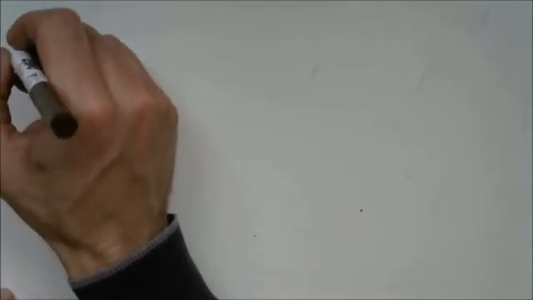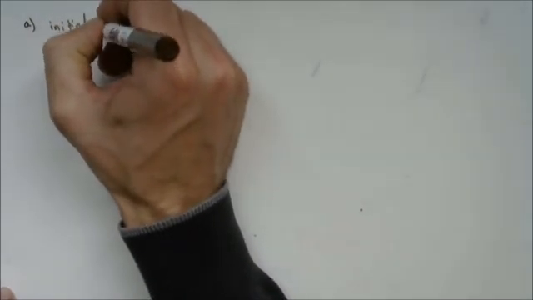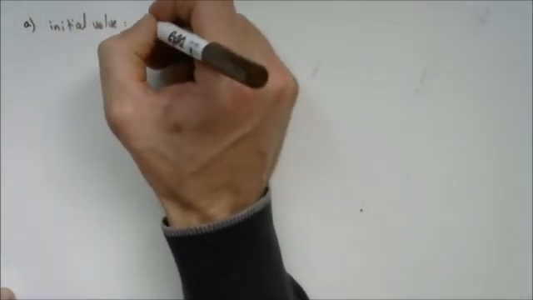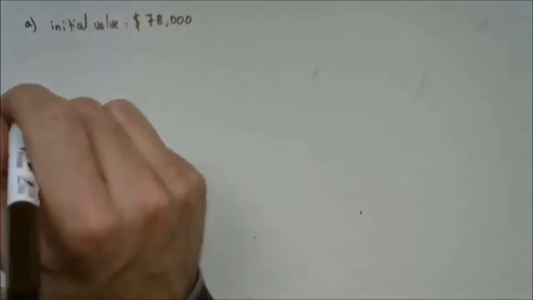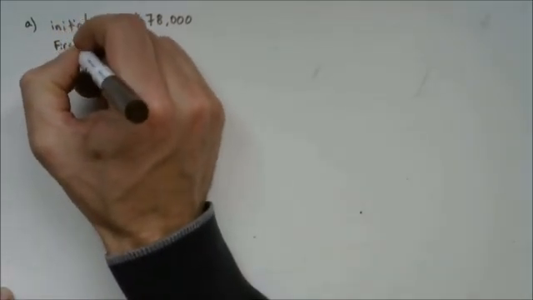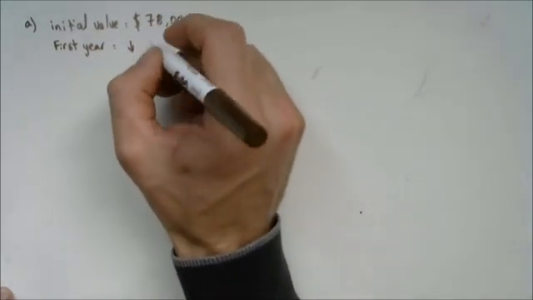Here we go. Determine the value of the car at the end of the first year, at the end of the second year, and the end of the third year. Then write these values as a sequence. So we're not getting an explicit formula. We're going from one term to the next term. So in A, we can just jot down what we know. We have an initial value of $78,000. And then we have, for the first year, we're going to drop by 15%.